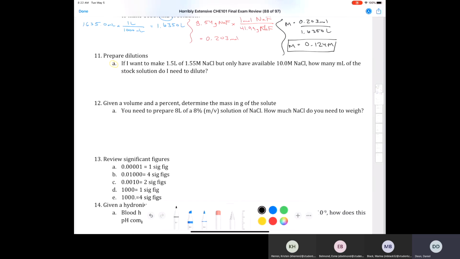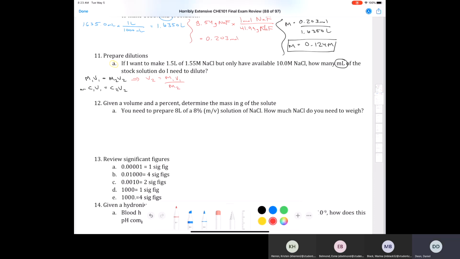And for this, we can use the formula M1 V1 is equal to M2 V2. Sometimes you see this written as C1 times V1 is equal to C2 V2, depending on the textbook. Molarity and concentration are saying the same thing. And so I want to rearrange this for how many milliliters. So I'll solve this for V2. So I'll put here that V2 is equal to M1 times V1 divided by M2.